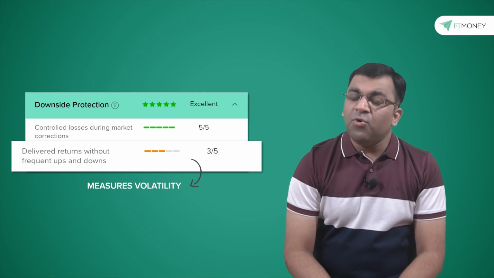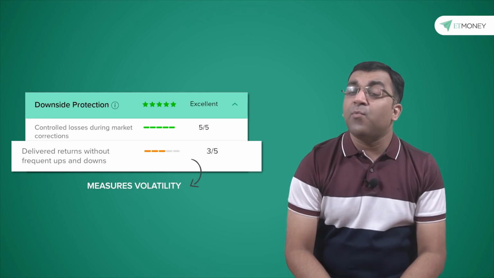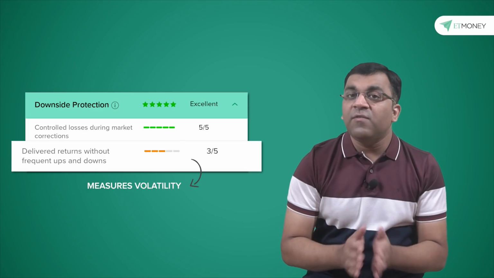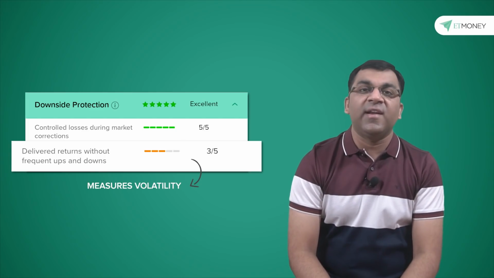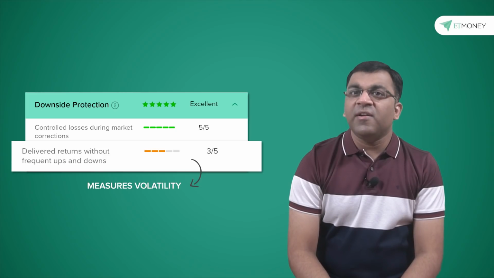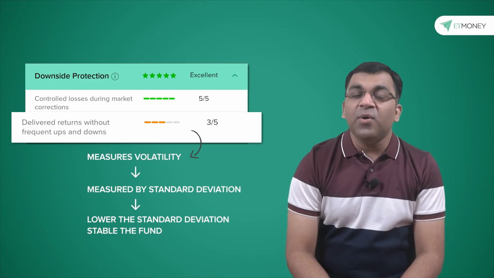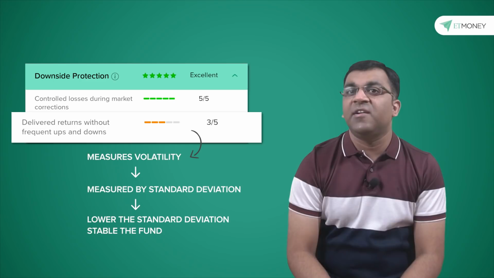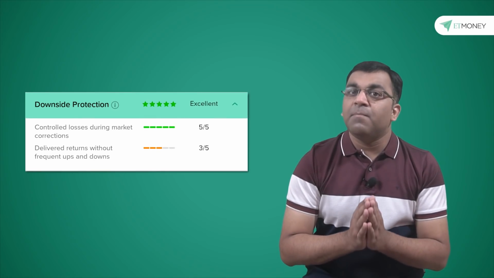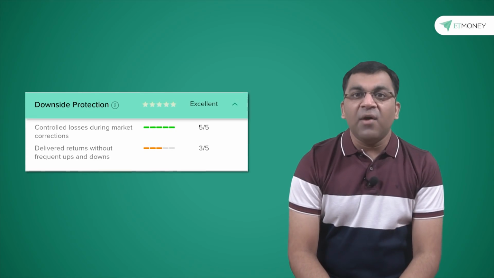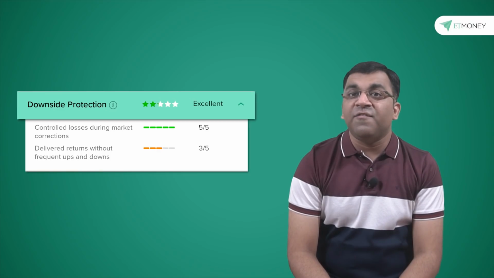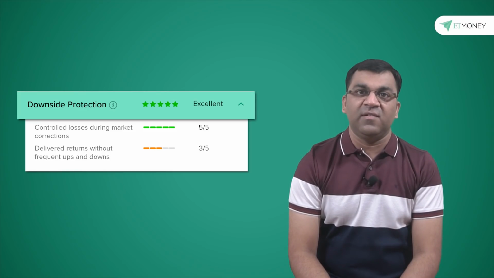The second characteristic within downside protection is the fund's ability to deliver returns without frequent ups and downs. Most investors dislike volatility, and while we can't remove it, we can always find a fund that is less volatile than the others. We measure volatility with the fund's standard deviation, and in doing so, funds with a lower standard deviation receive better scores as they exhibit stable and predictable returns. Net, much like performance quality, downside protection is also displayed on a 5-point scale on the ETMoney platform and is a very important decisioning rule for all investors to consider.